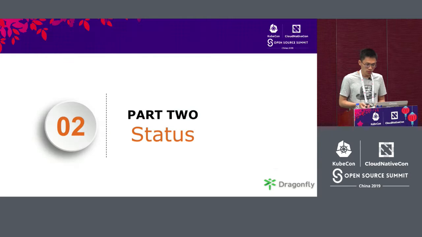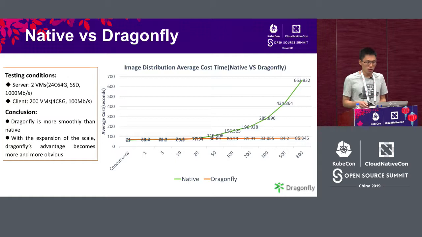Next, let me talk about the status of Dragonfly and the overall architecture. Native shows using the native download method, that is docker pull, without using Dragonfly. On the left, we have testing conditions. Two servers, which are Dragonfly servers, 24 cores and 64 GB, SSD and 1000 MB/s. We tested on 200 VMs, 4 cores and 8 GB, 100 MB/s. And on the right-hand side, we have the concurrency downloads and average costs.